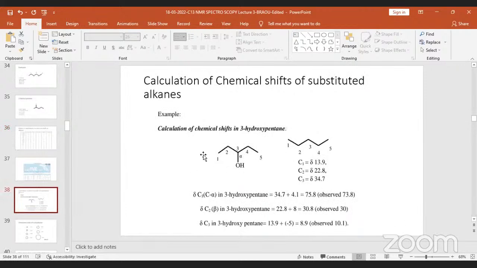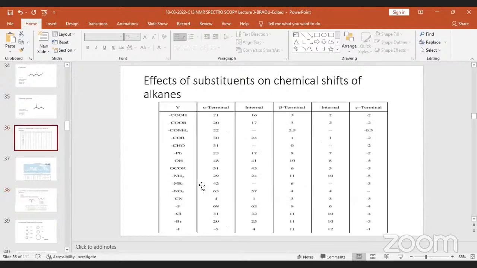That is why I took the simplest example, methane. Methanol means to the methane value of minus 2.5, you have to add 48. Minus 2.5 plus 48 will be the chemical shift of the methanol carbon. Methyl fluoride, you simply add 68. Methylamine, you add 29. And toluene, same thing.